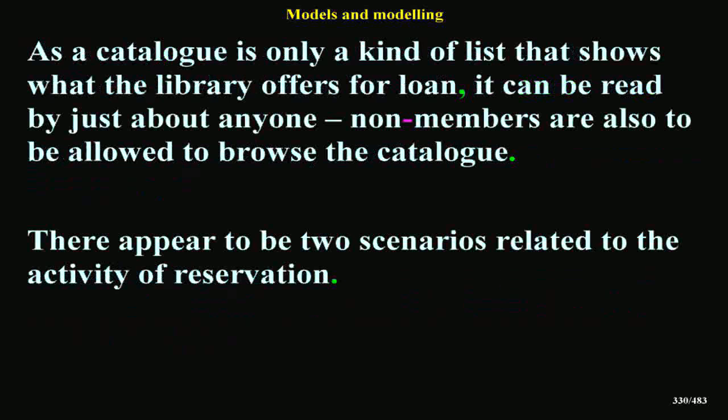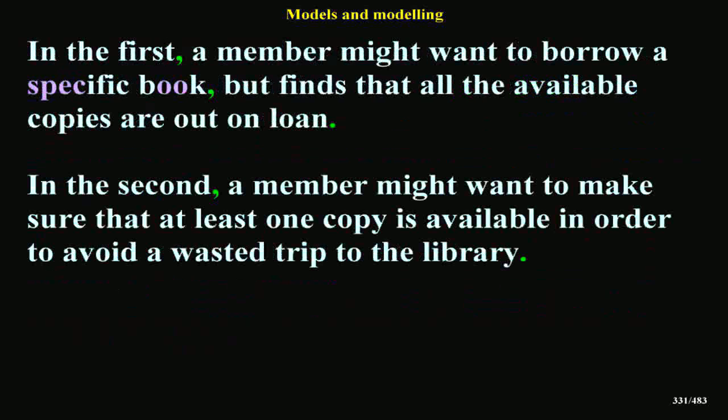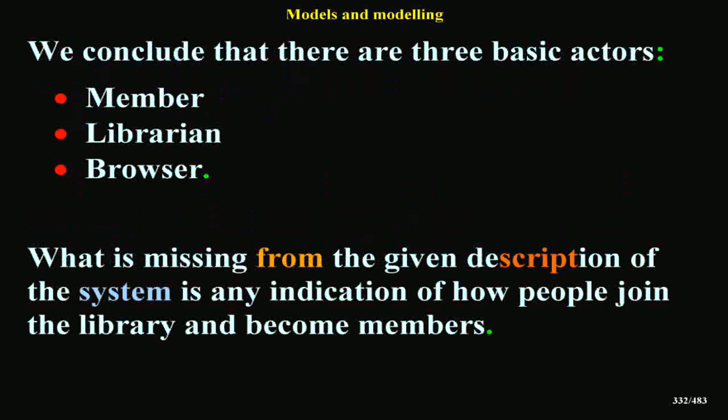There appear to be 2 scenarios related to the activity of reservation. In the first, a member might want to borrow a specific book, but finds that all the available copies are out on loan. In the second, a member might want to make sure that at least one copy is available in order to avoid a wasted trip to the library. We conclude that there are 3 basic actors: member, librarian, browser.